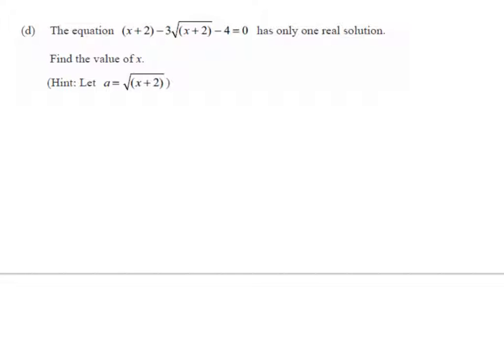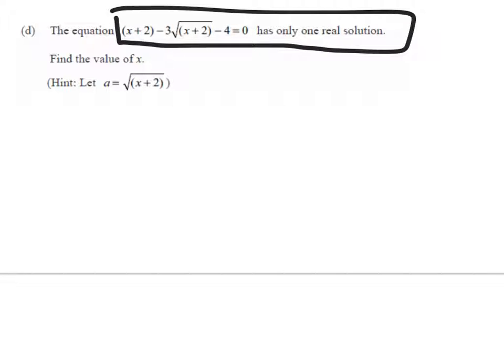Alright, this equation is what we're given to start with. We're told that x + 2 - 3√(x + 2) - 4 = 0, so we know that we have to turn that into a quadratic. Back then, when the standard was quite new, they gave students this hint. I don't reckon they'd do that anymore, and I don't think they really need to.